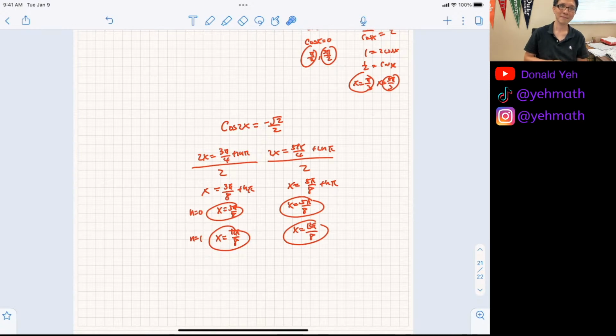Cosine 3 pi over 4. Negative root 2 over 2. I said that first. I literally said that first. I did not understand what you said. But I also did not hear it. You know, I don't know if you agree with it.